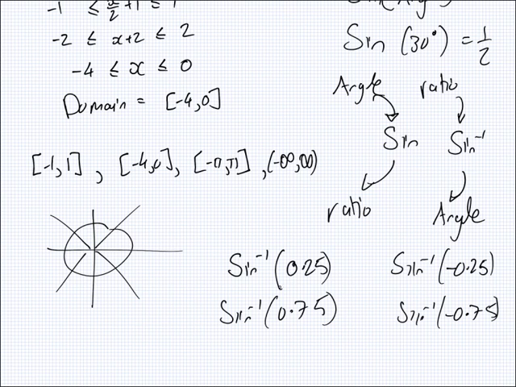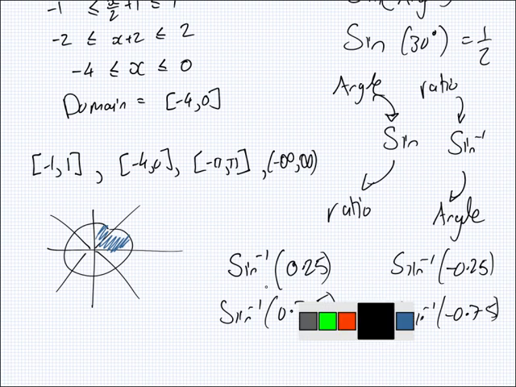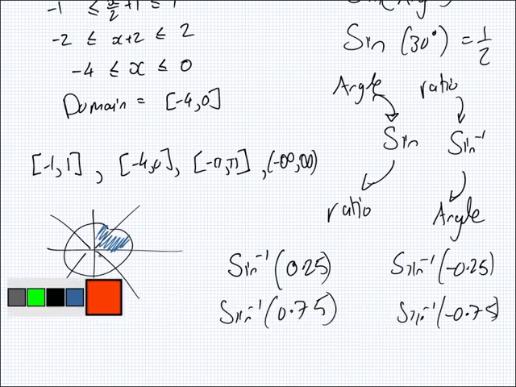So I know that if you type in sine inverse 0.25, you'll get some angle in this quadrant, whatever it is, 20 degrees or something. If you type in sine inverse minus 0.25, I know that you'll get some angle here. You'll get a negative angle. If you type in sine inverse 0.75, I think you'll also get an acute angle.